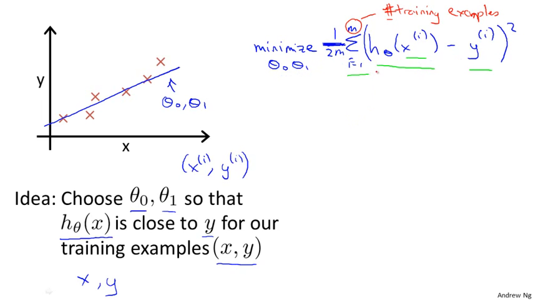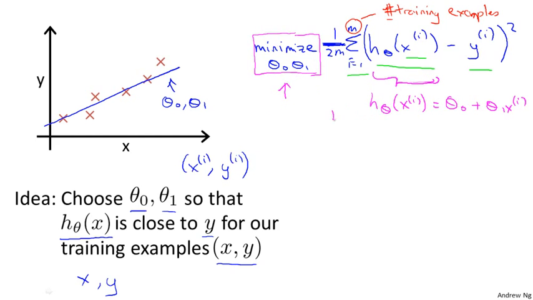This expression in here, h subscript theta of x, this is our usual, that's equal to theta 0 plus theta 1 x i. And this notation, minimize over theta 0 and theta 1, means find me the values of theta 0 and theta 1 that cause this expression to be minimized. And this expression depends on theta 0 and theta 1.